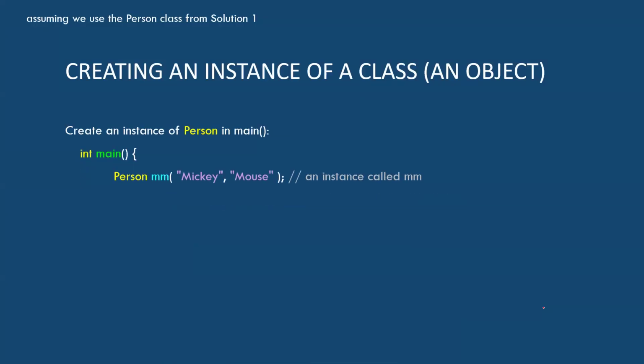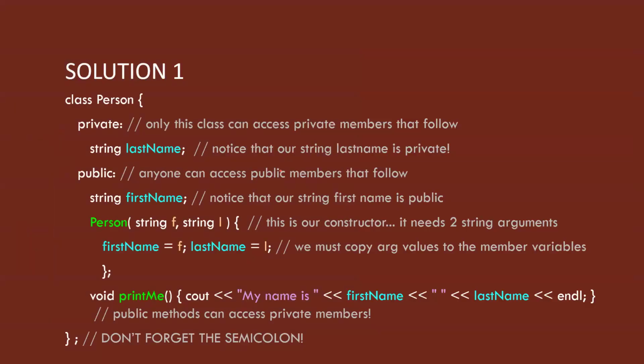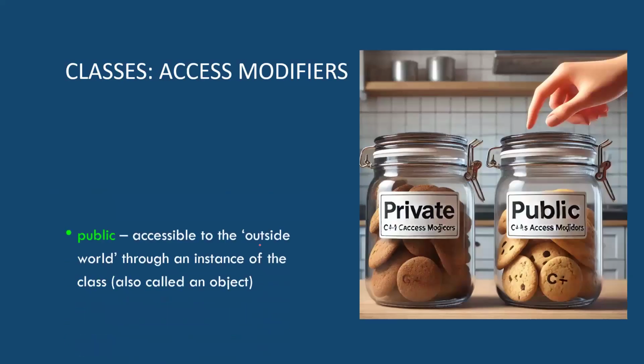So think of this as like int x, right? Except it's person for Mickey Mouse. But when we call the constructor, we've got to pass it whatever arguments it has, right? So Mickey Mouse would go, of course, with our first name and our last name, right? So those have to be string variables, okay?